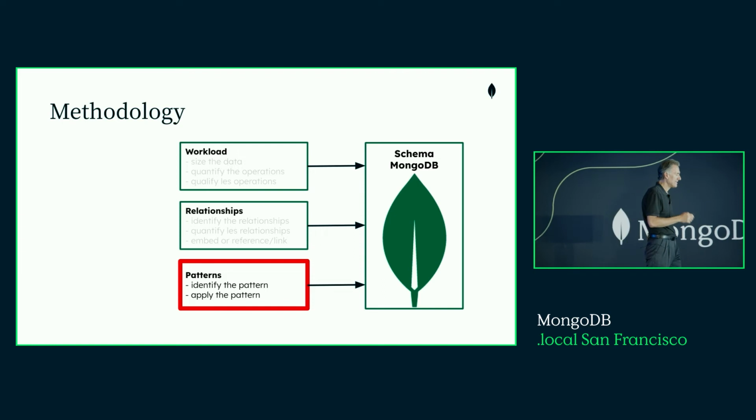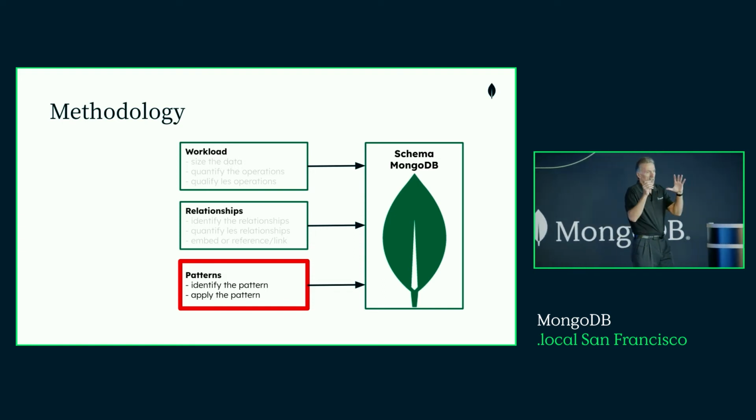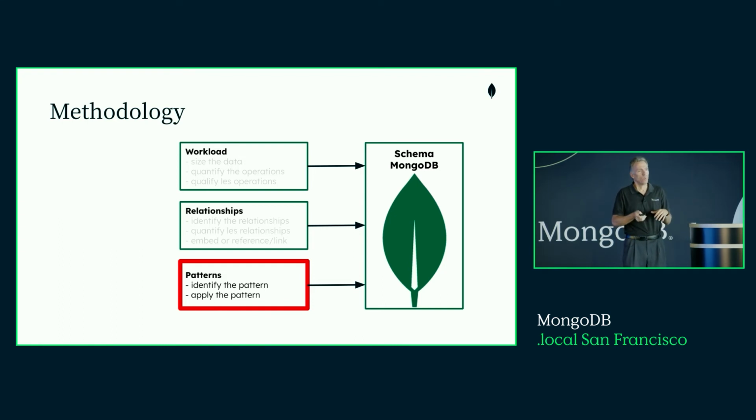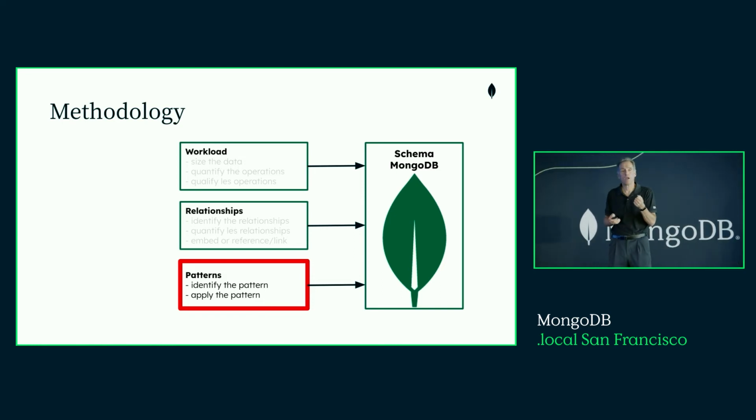OK, so exiting that second phase, we have our collections. We've decided if we embed or if we link. What we have is still pretty much normalized at this point. OK, people say it's not normalized, but it is. Now, what we're going to do is look at that, and we're going to see where we can make improvements. How can we make this thing work better? And this is where our patterns are going to come into the picture.